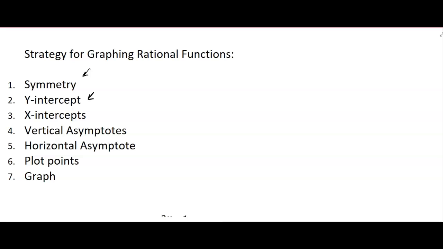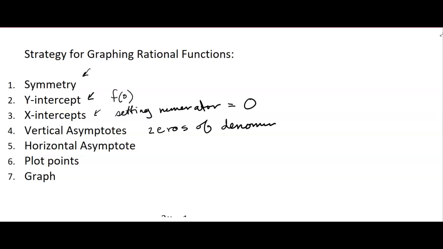We can find y-intercepts. We've done that. You just find f of 0. And then we can find x-intercepts. You find x-intercepts by setting the numerator equal to 0, right? Okay, so if the numerator is 0, those will get you your x-intercepts. Vertical asymptotes, those are the zeros of the denominator. So set the denominator equal to 0. And we've done that.